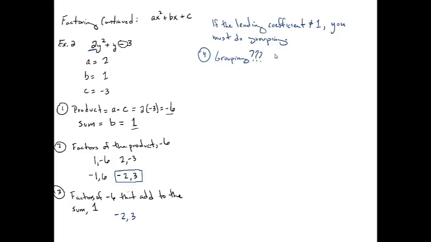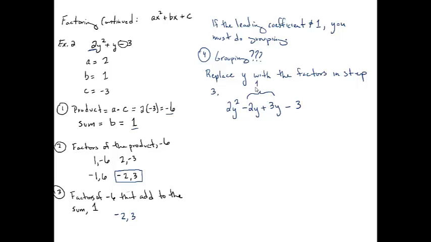If the leading coefficient is anything other than 1, you must do grouping. So what does grouping say? Grouping says replace the middle term, so replace y with the factors in step 3. So instead of writing a y, now you're going to write negative 2y plus 3y. So that becomes 2y squared minus 2y plus 3y minus 3.